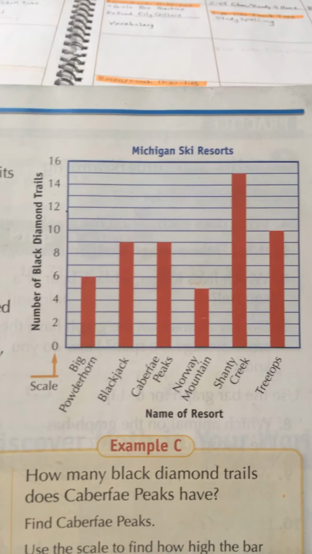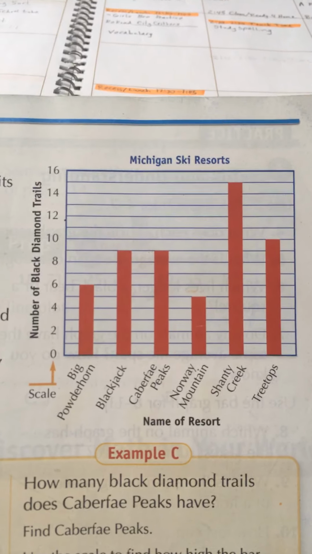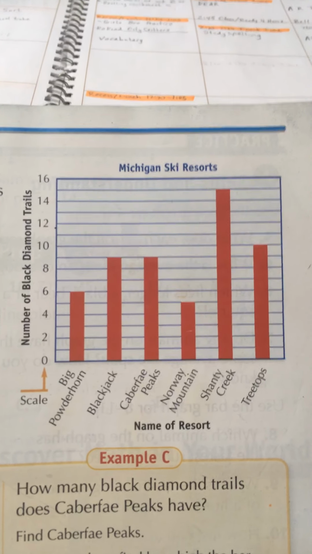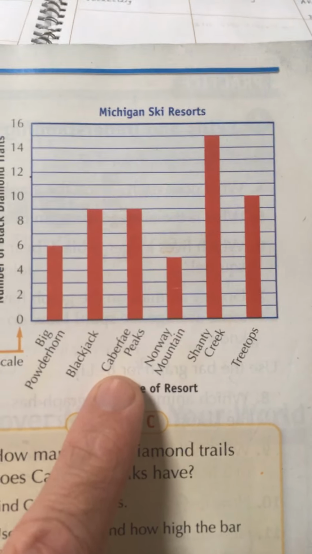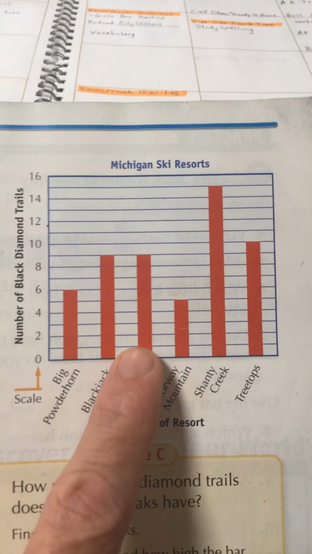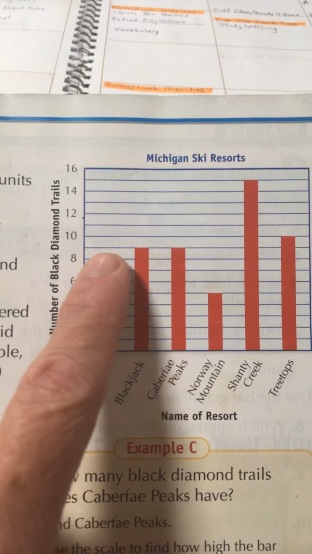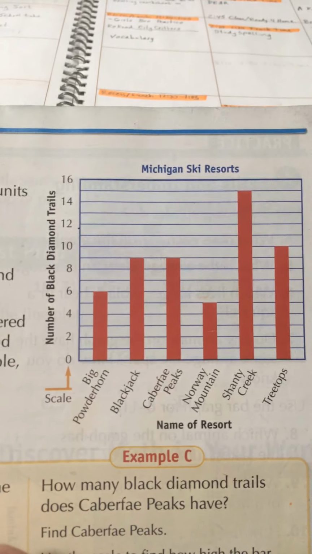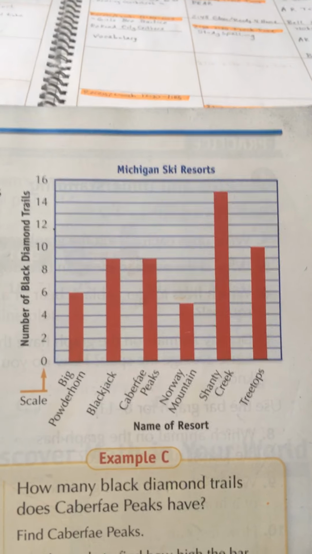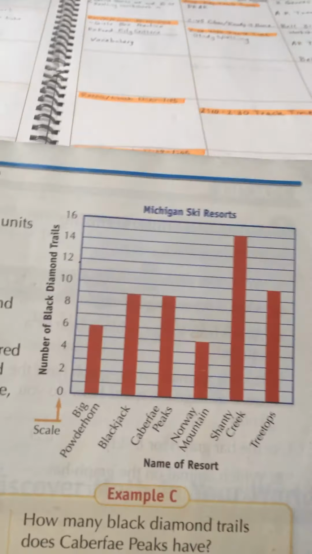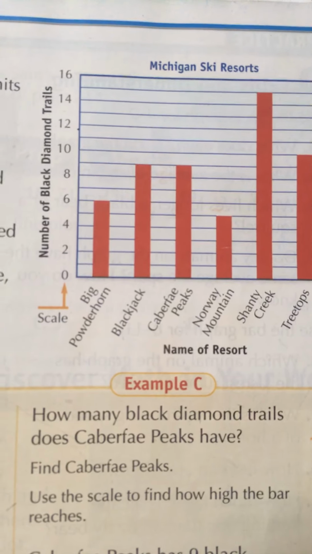Now the question was, which other one has 9? Well, it would be the bar that's the same height. So it's right here. It's pronounced Cabernet Peaks. It goes up to the same height. It goes straight across to the line in between 8 and 10, and that would be 9. So the answer to that question would be Cabernet Peaks.